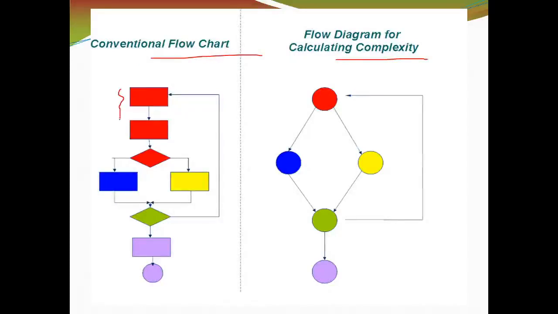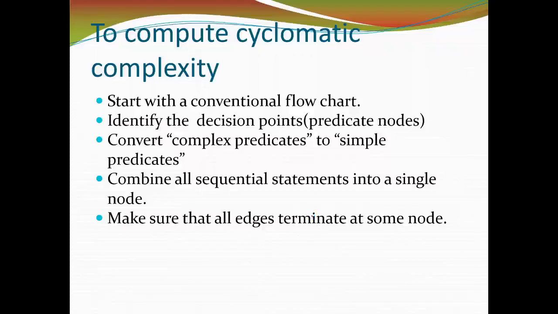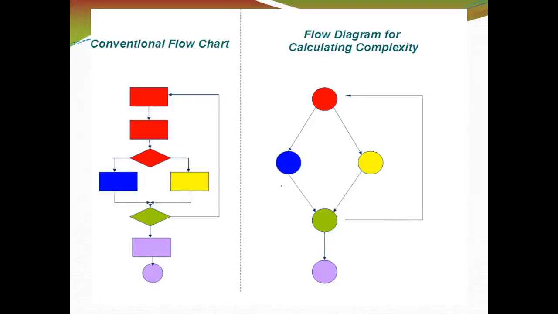Here the sequential statements which come one after another are combined into a single node, and for the decision making part, that is the true part and the false part, separate nodes are shown here. All the edges and the termination of the edges must be shown to one particular node. You can see here, make sure that all edges terminate at some node. So you have to make sure that all edges terminate at some node here.